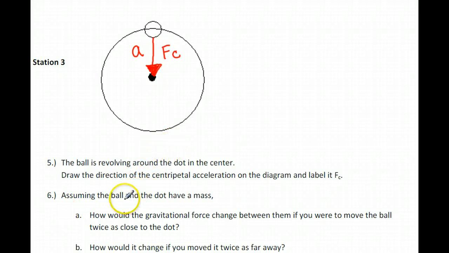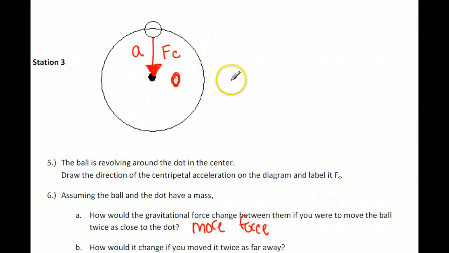That's that. Assuming the ball and the dot have a mass, how would the gravitational force change between them if you move the ball in? So let's say I move the ball to like here, okay? So is it going to be more or less gravity if it's closer? And the answer is it's going to be more gravity, more force, because it's closer.